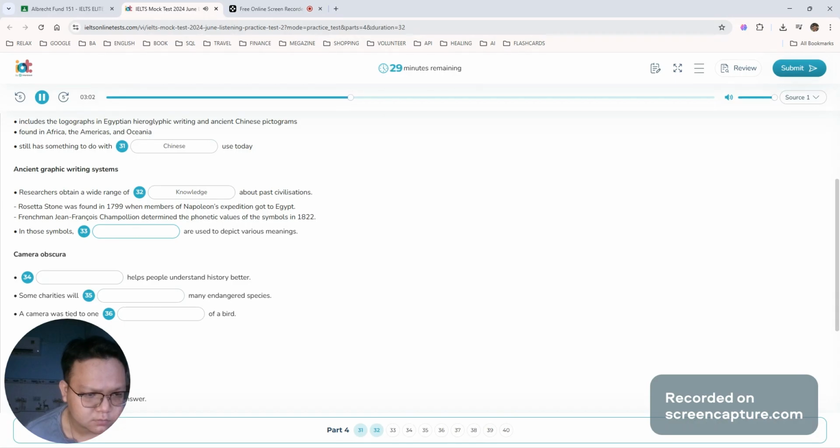In many of these symbols, lines are used to portray a multitude of meanings, and knowledge and understanding of these lines holds the key to comprehension of graphic writing systems.